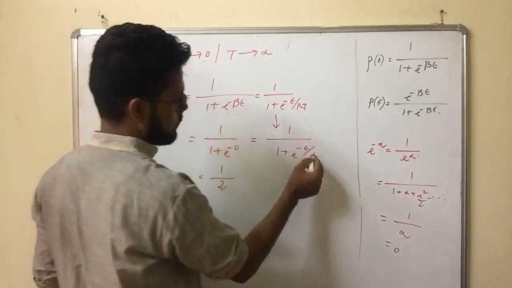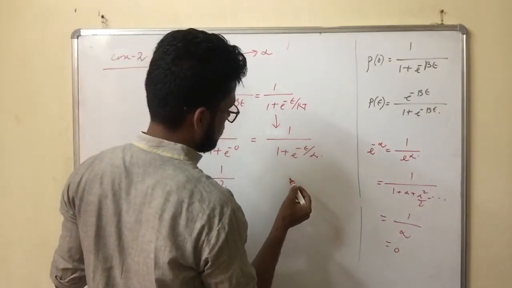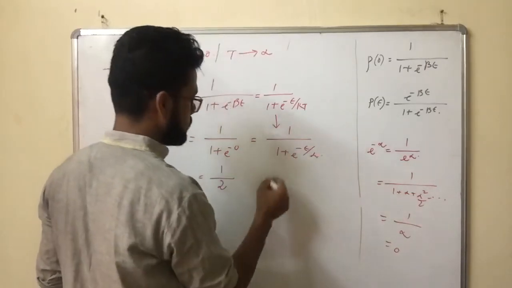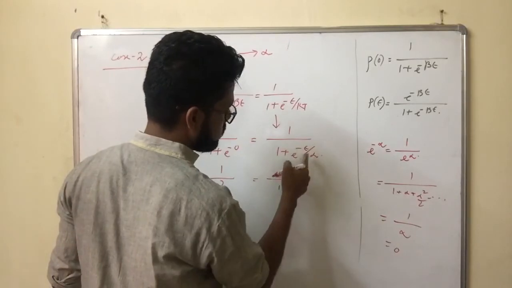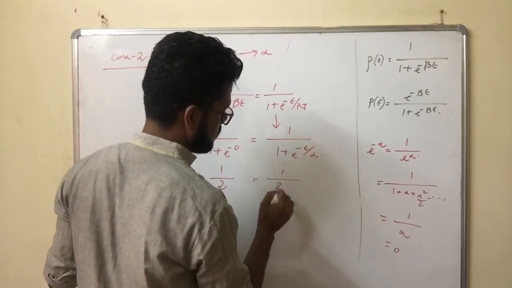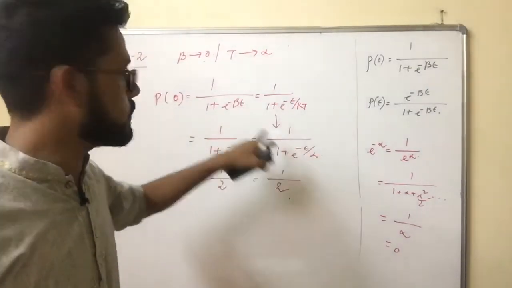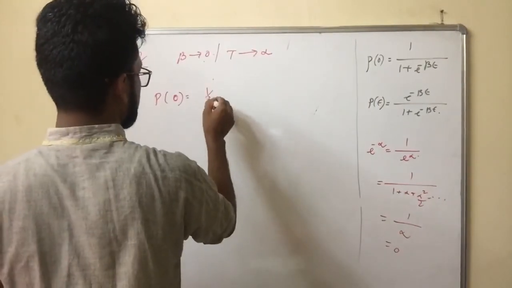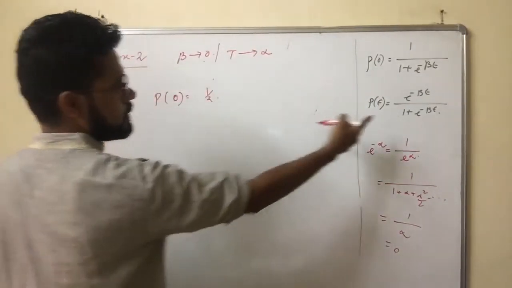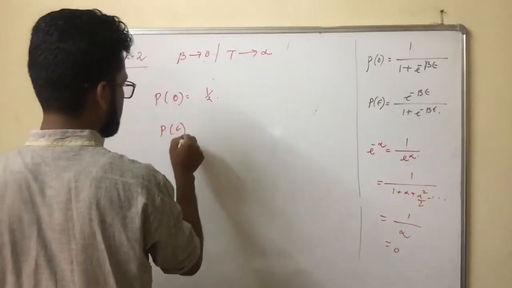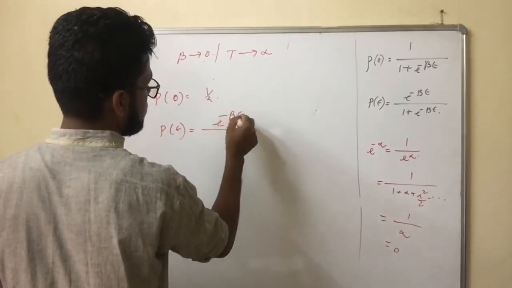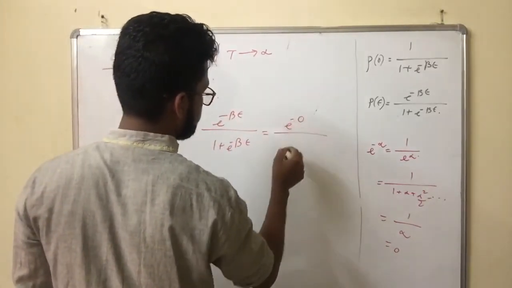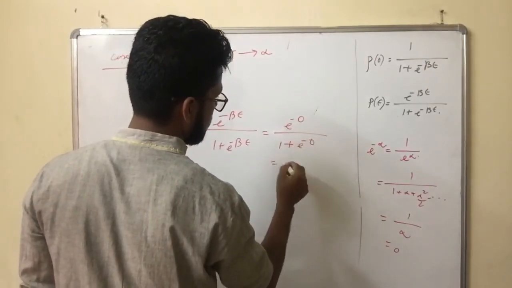So it is what? Any number divided by infinity becomes 0. So it will be 1 plus e to the power 0, which is 2. The probability is half. You can interpret it from here also. And if we are getting half, it will be the same: P equals e to the power beta e over 1 plus e to the power minus beta e. So it will be e to the power 0 over 1 plus e to the power 0, equal to half.